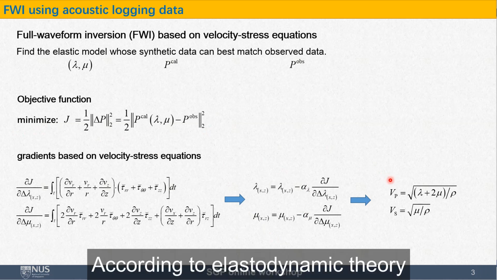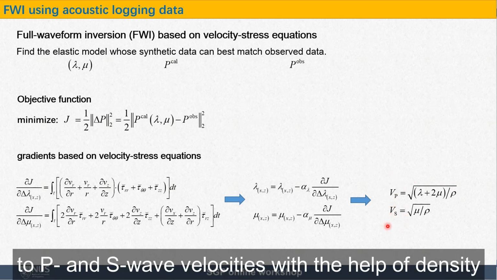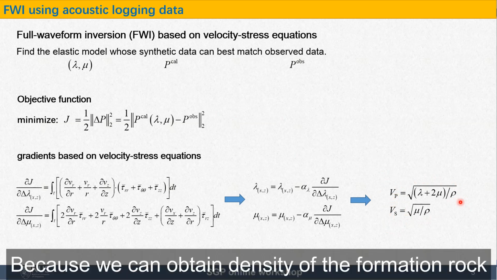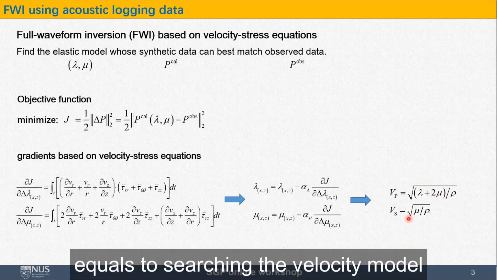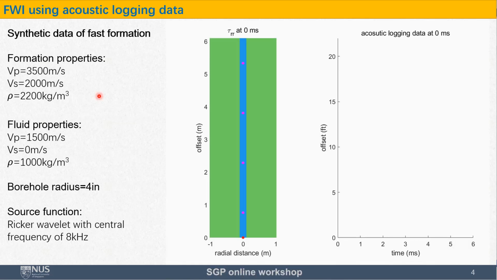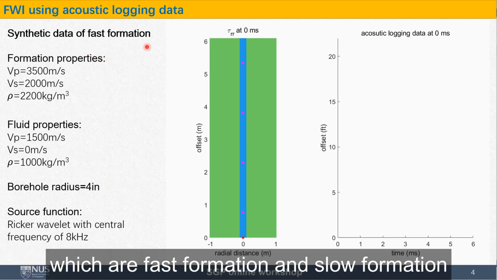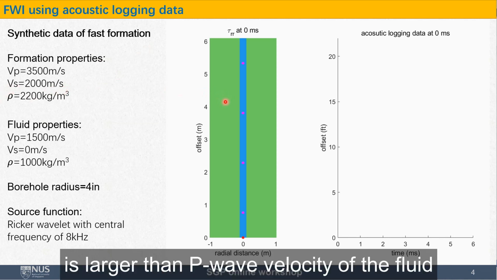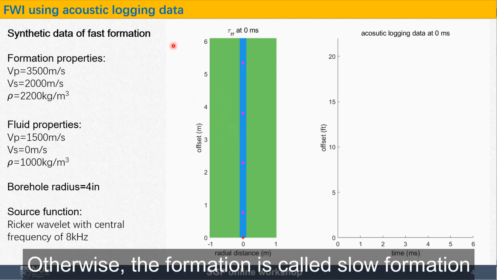According to elastodynamic theory, lambda and mu can be transformed to P and S wave velocities with the help of density. Because we can obtain the density of the formation rock from the density log, searching the elastic model equals searching the velocity model. Formation rock could be divided into two categories, which are fast formation and slow formation. If the S-wave velocity of the formation rock is larger than the P-wave velocity of the fluid, the formation is called fast formation. Otherwise, the formation is called slow formation.